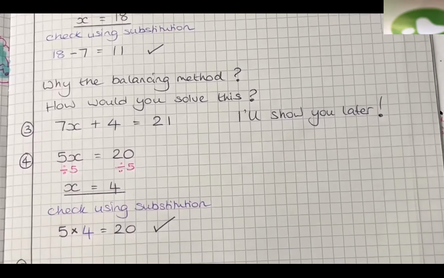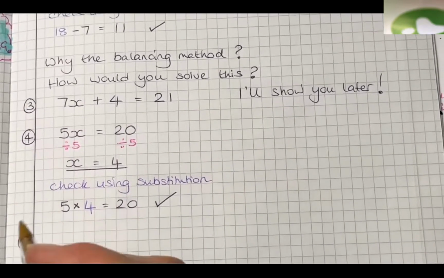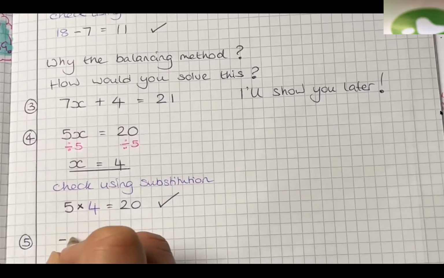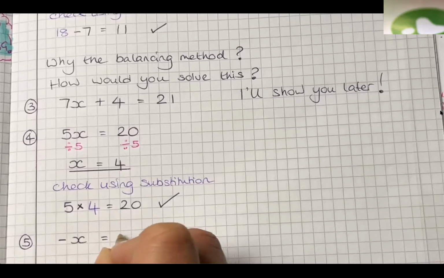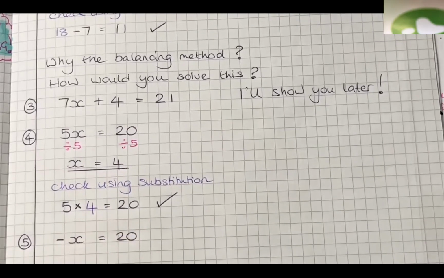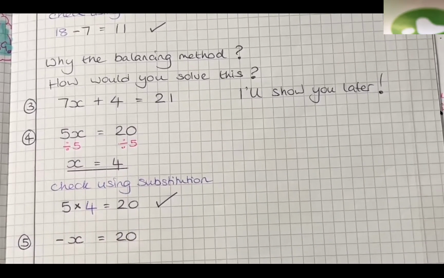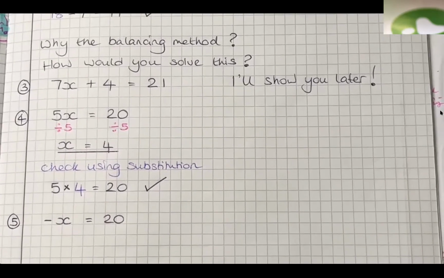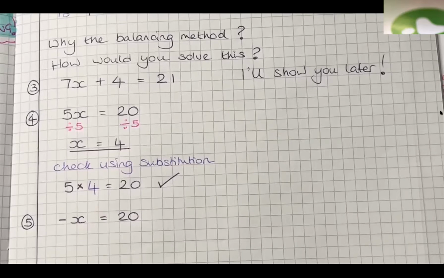Okay, this is a tricky one. This time, I haven't got 5x. I've got negative x equals 20. What am I going to do with this one? That looks a little bit more challenging, doesn't it? Negative x equals 20. I need to multiply both sides.